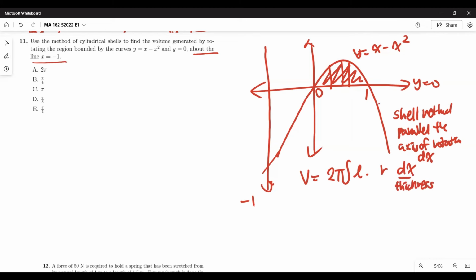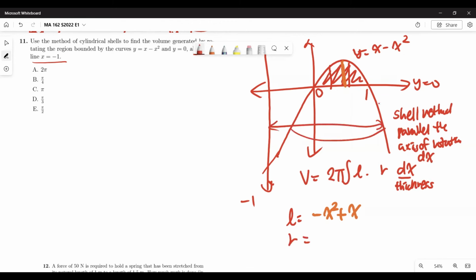Okay, let's find the length first. So the length is the area bounded by, so it's just minus x squared plus x. And the radius is the tricky one in here. Radius is this line, which is x, and then you have to do x minus 1, because it's not from 0 and it's until x equals -1. So this becomes x plus 1.